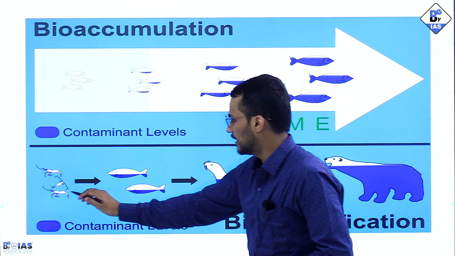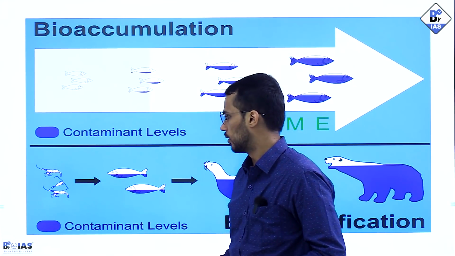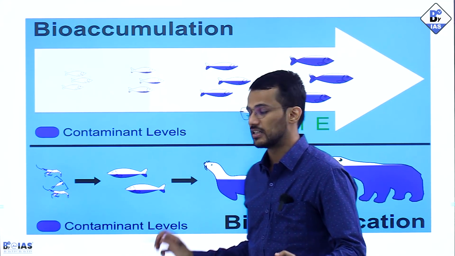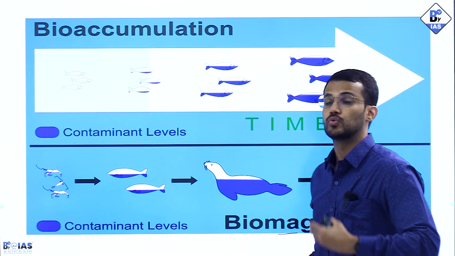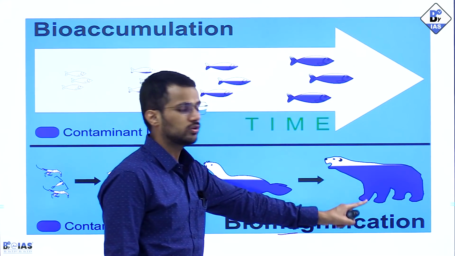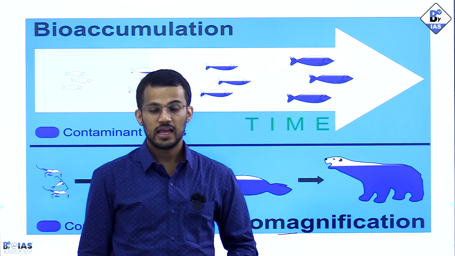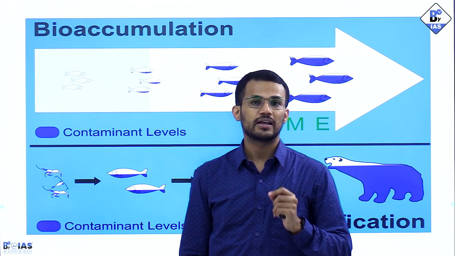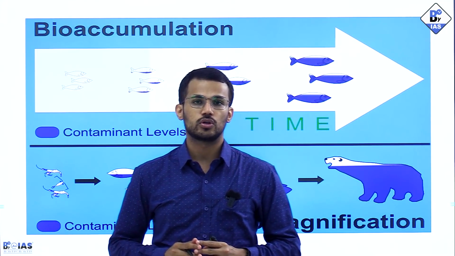In the initial organism, the concentration of contaminant is quite small. Then at the second trophic level, concentration has increased. At the third trophic level, concentration has increased further. And at the fourth trophic level, the concentration is highest. And that's why in any food chain, concentration of a contaminant will be seen highest at the topmost trophic level.